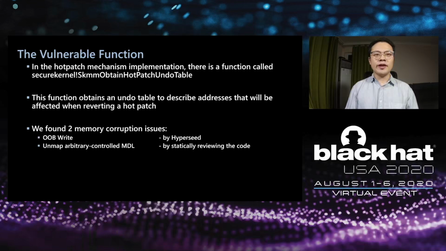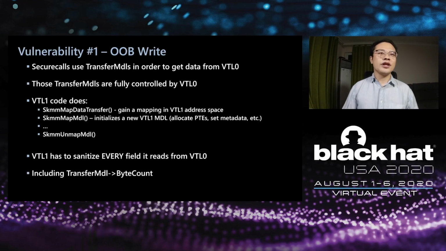The first vulnerability is an out-of-bound write. It is found by fuzzing with HyperSeed. The second vulnerability is related to MDL unmapping. It is found by source code review. Generally, secure calls use transfer MDLs to transfer data from VTL0, the NTOS world, to VTL1, the secure world. Those transfer MDLs are fully controlled from VTL0.